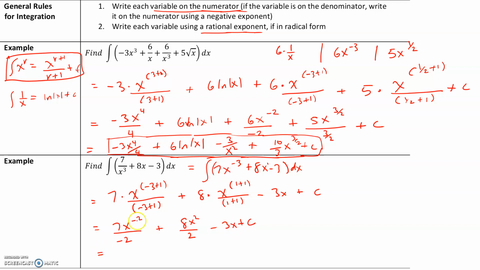Simplify this further, the negative exponent has to go to the denominator, so we have the negative moves to the middle, so we have negative 7 over 2x to the second power. 8 divided by 2 is 4, so we get 4x to the second power minus 3x plus c, and this will become our antiderivative.